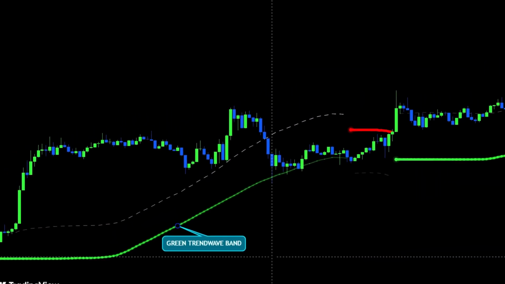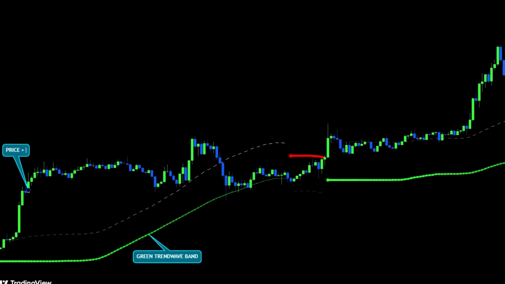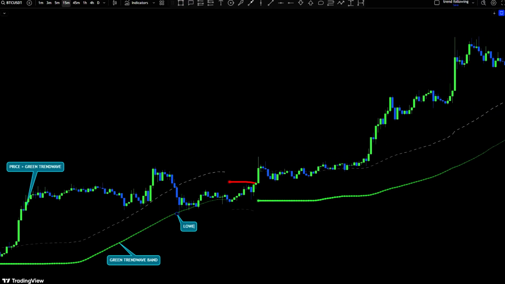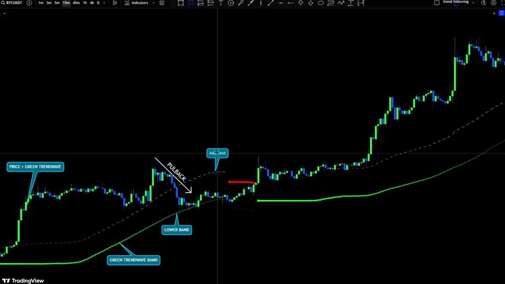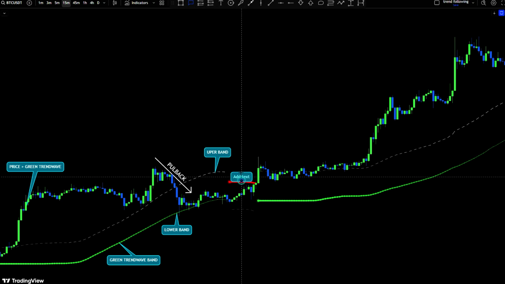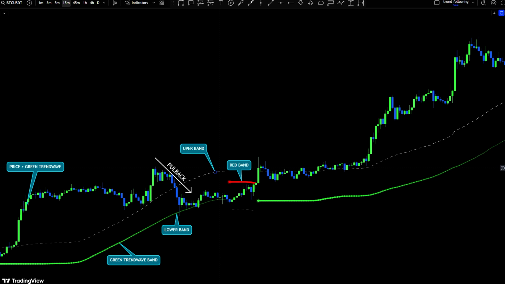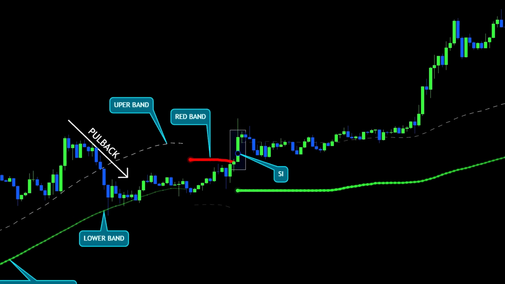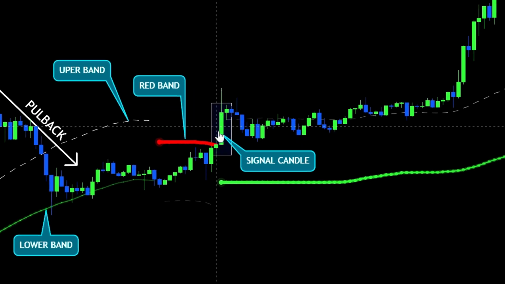Now let's talk about how to make money with this strategy. When the trend wave is green and the price is above it, that tells us the midterm trend is upward. We're looking for the price candles to pull back to the lower band, which is that green line. Then you wait for the price candles to close back above the upper band. Don't worry if the band changes to red for a few candles during that pullback wave. That's totally normal.